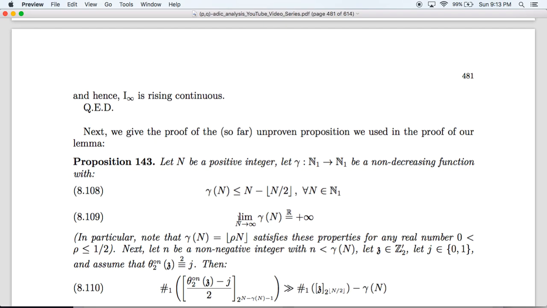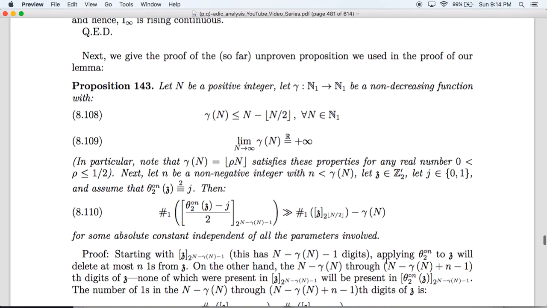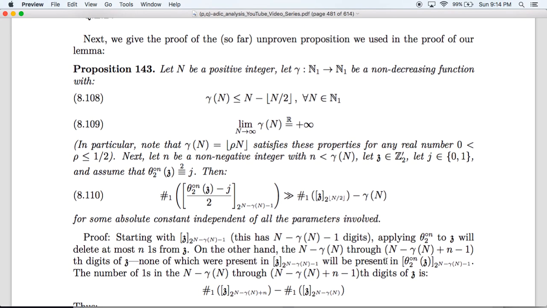Let z be in z2 prime, let j be 0 and 1, and assume that we have our congruence. Then the number of ones in anj of z mod 2 to the big N minus gamma of big N minus 1 is bounded below proportionally by this difference for some absolute constant independent of all the parameters involved. So we have some digit counting. Technically, we could have used that proposition involving how to compute the number of ones digits in theta. That would give us an exact answer, but for my purposes it's just easier to do this approximation.